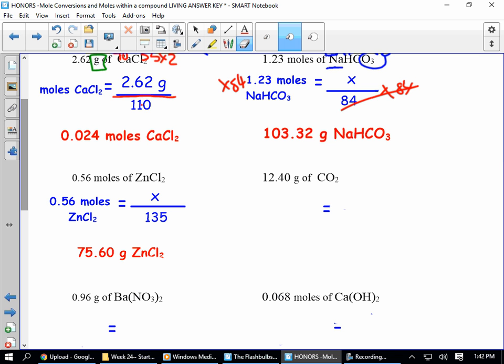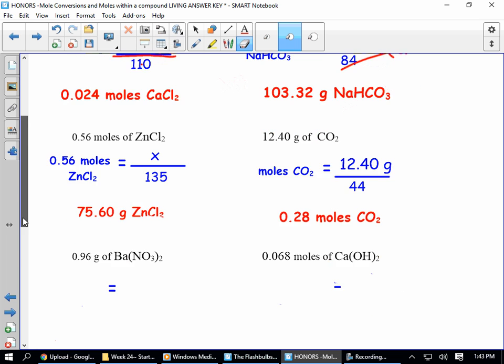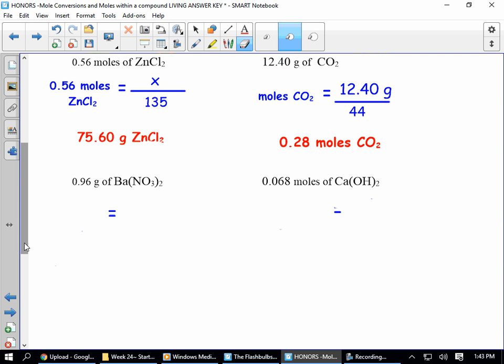All right, I have grams of my carbon dioxide. I want the moles of carbon dioxide, so I find the formula weight. 12.4 divided by 44 gets me 0.28 moles of CO2. All right, try the next one.